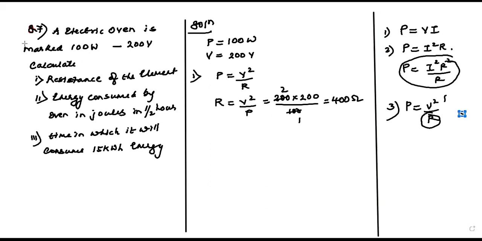The second one, children, please have a look here. This is question number 2. Now what they want is the energy consumed by the oven in joules in half an hour. Time is half an hour. You also come across one formula, energy consumed. Please keep it in mind.